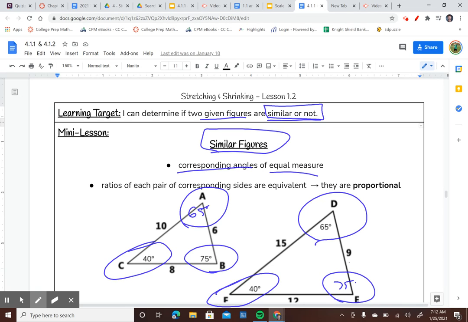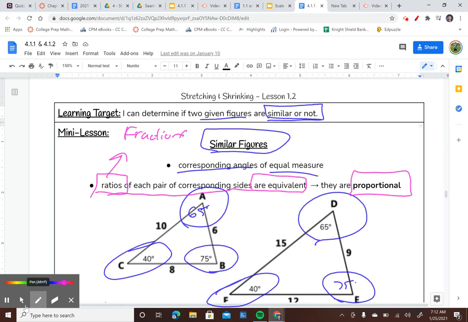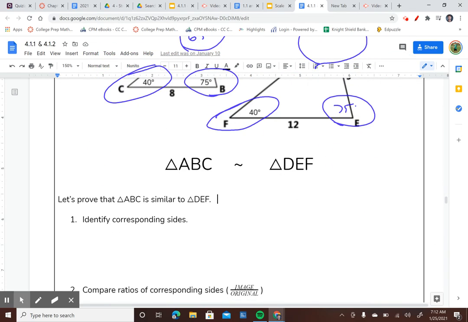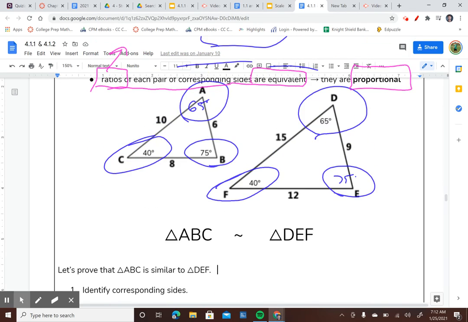And next we're going to take a look at the ratio of each pair of corresponding sides to see if they are equivalent. Therefore, they are proportional. So remember, when we see ratios, we're going to be writing those as fractions. That's when we're comparing two sides here to see if they are, in fact, proportional. So first off, we have to identify corresponding sides.